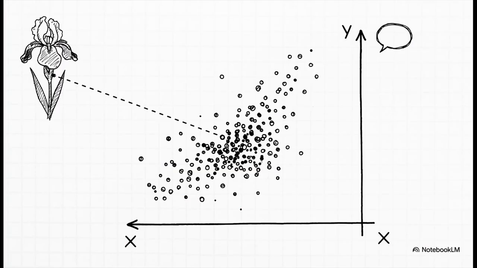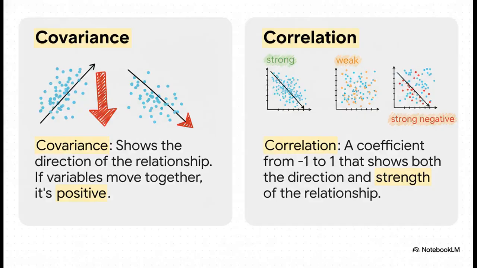And our go-to tool for this is the scatter plot. Think of it like spreading all your evidence photos out on a big table. Each little dot is one observation, in this case, one iris flower, and it's plotted based on two of its features. Just by looking at the shape of that cloud of dots, you can immediately start to see if there's a pattern. Now, we can actually put a number on what we're seeing. Covariance is a measure that tells us the direction of the relationship, like do these two things tend to go up together? But correlation is the real powerhouse.